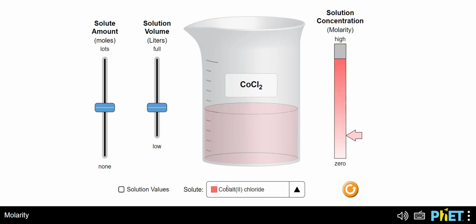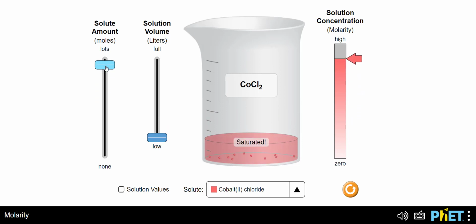Cobalt 2 chloride. So this is a different compound. Lower it, raise it. Okay, so this is the first time we've reached this line here and it says saturated, and if I add more, if you look in the beaker here, you see those are supposed to be little crystals showing up.